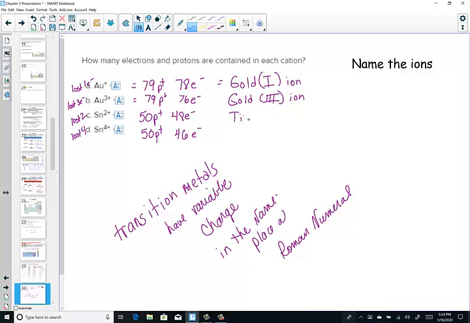We name this as tin with a 2 in parentheses there. And this becomes tin, Roman numeral 4, which is IV, the tin 4 ion. So the positive protons identify the element. It's the electrons that are lost for metals or gained for nonmetals.